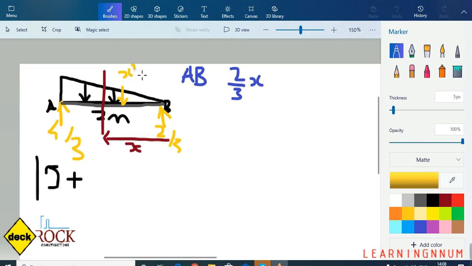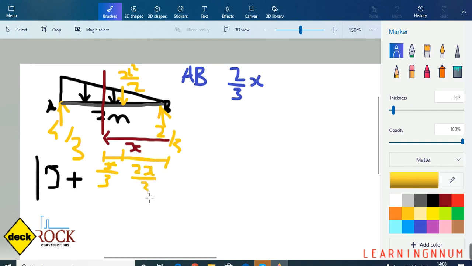So from this section to the center of gravity of the triangular loading, where the load is x square by 2, the distance would be 1/3 of the x, right? 1/3 of the base. So that means x by 3. So the remaining would be 2x by 3.